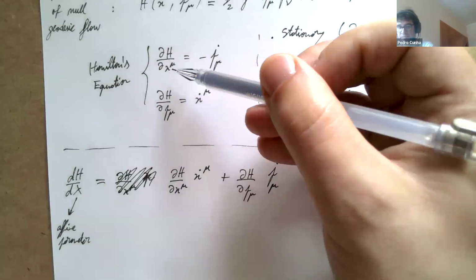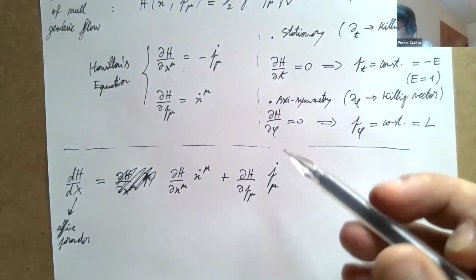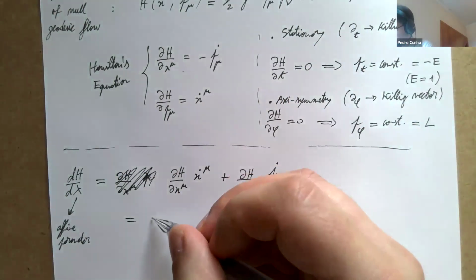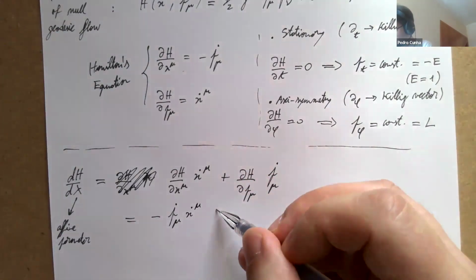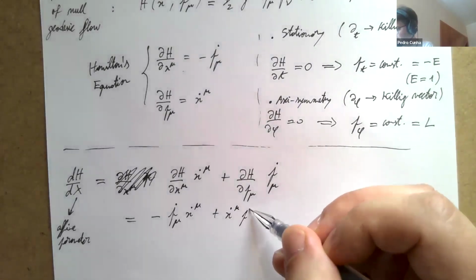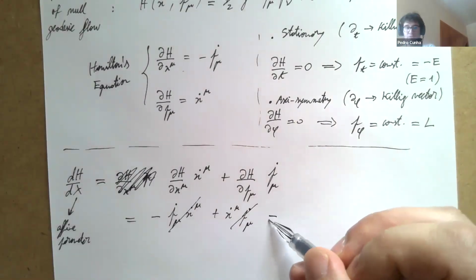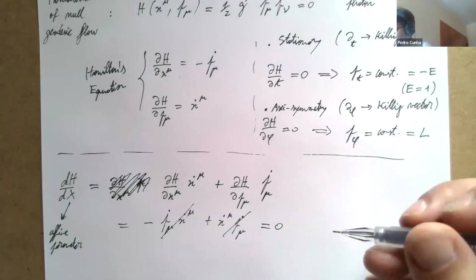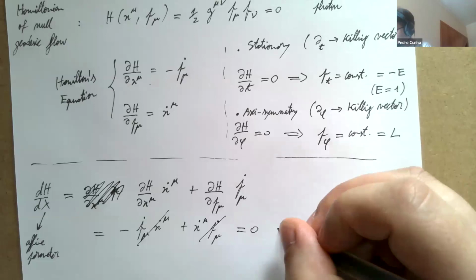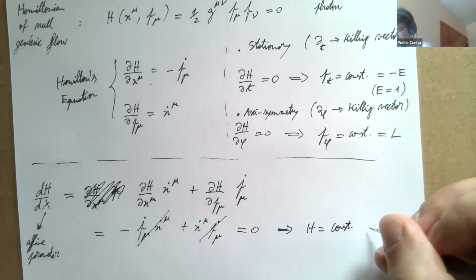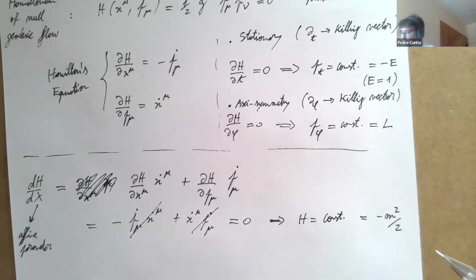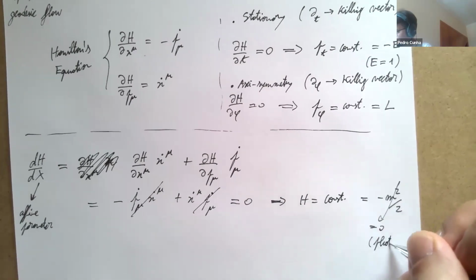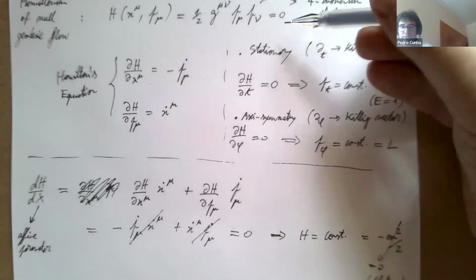Now plugging into Hamilton's equations again, this will be minus p_mu x dot mu plus x dot mu p dot mu. So these two cancel, and this is 0. So dH by d lambda is 0 along the motion of the geodesic, which implies that H is a constant, and will generically be equal to minus the mass of the particle squared over 2, but since this is for photons, this is equal to 0. Like I mentioned, the Hamiltonian will be equal to 0 in this case.